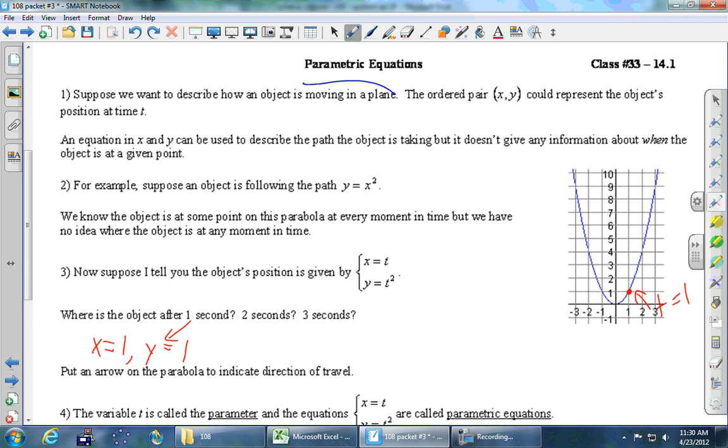Now, how about where the car is at t equals 2 seconds? How much is x? x is 2. How much is y? It's 4, plugging in 2 for both of the t's. So I can plot the point (2, 4). It's right here. t equals 2. It's that point. Last one we'll do, 3 seconds. x is 3. y is 9. So that's way up there.